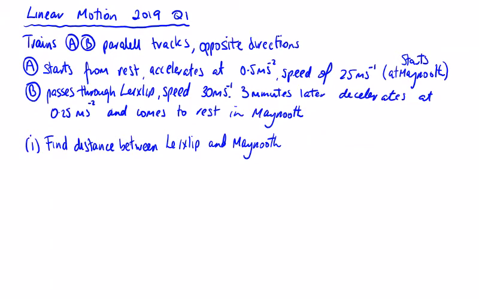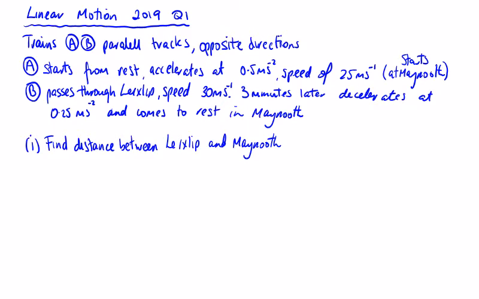2019 linear motion. Question 1b. Train A and train B are on parallel tracks traveling in opposite directions. Train A starts from rest at Minute and accelerates uniformly at 0.5 meters per second squared towards Leak Slip to a speed of 25 meters per second. It then continues at this constant speed.